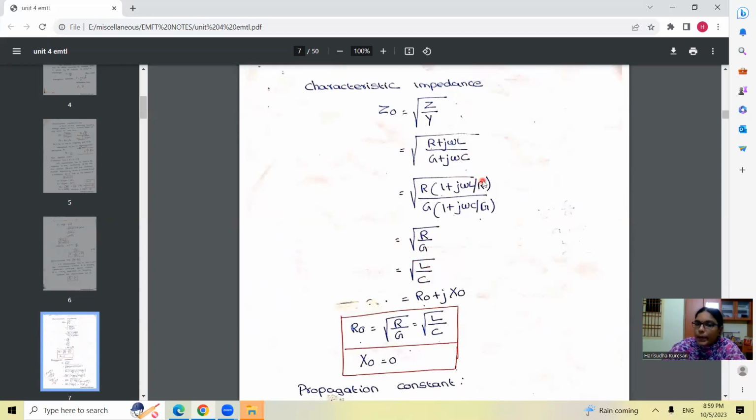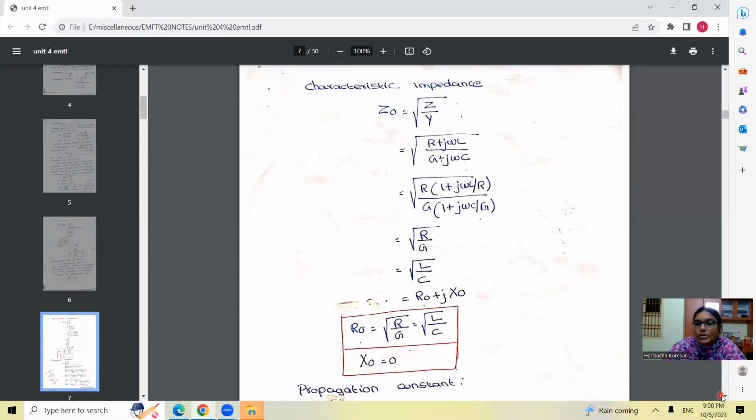Because we can replace R by L as G by C, or else G by C as R by L. In such a way, your equation becomes either in terms of R by G or in terms of square root of L by C. So we know that the characteristic impedance is nothing but the real part and the imaginary part. And therefore, the solution we got for the characteristic impedance is a real part. We don't have any imaginary part over here. And therefore, your R naught will be square root of R by G, or else you can write it in terms of L by C, square root of L by C, and your imaginary part will be equal to 0.